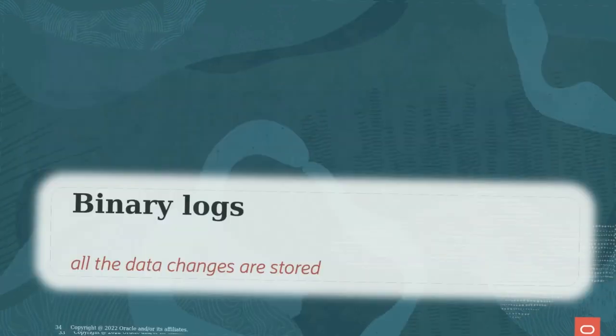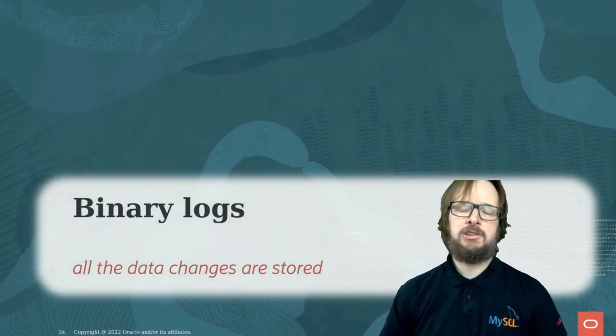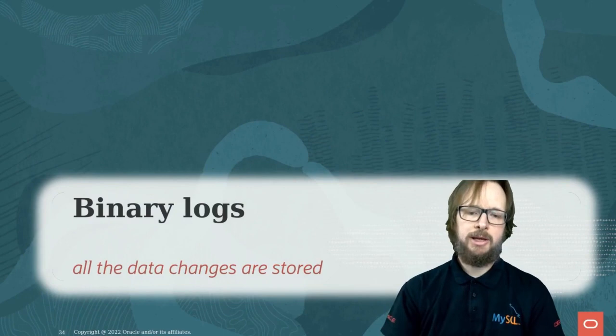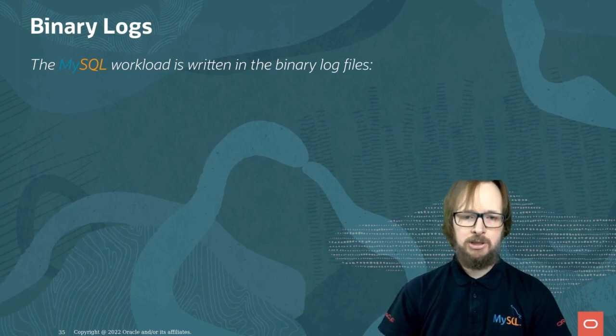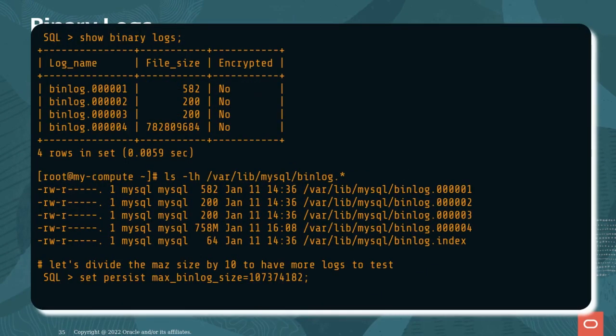Now let's have a look at binary logs. So all the data changes are stored in the binary logs. The MySQL workload for writes is written in the binary logs, and we can have information. We can do show binary logs, and we can see all the binary logs we have. And as you can see, if you have access to the file system, which you may not have in the cloud, we can see that they are on the file system in the datadir, for example, here, and we see all the binary logs.